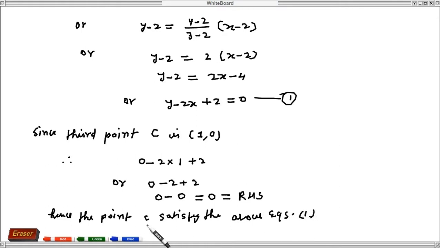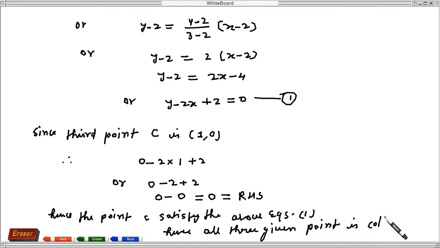Above equation 1. Hence all 3 given points are collinear. That's all.